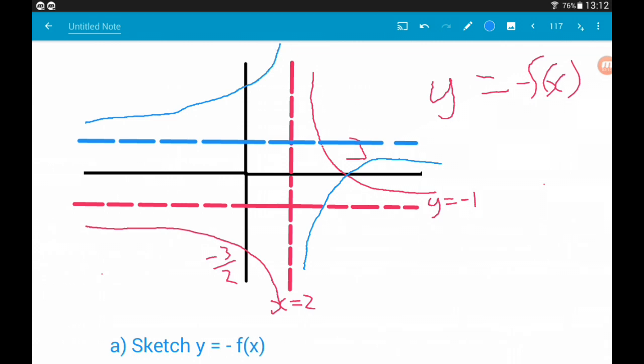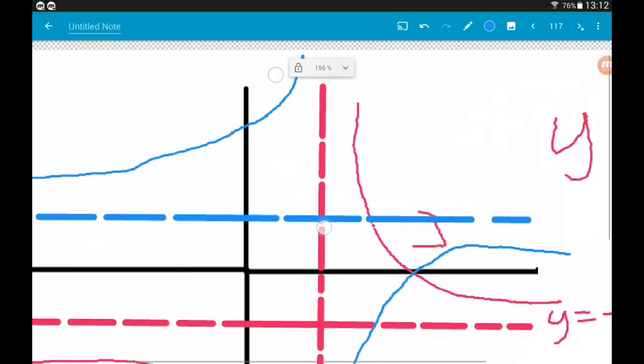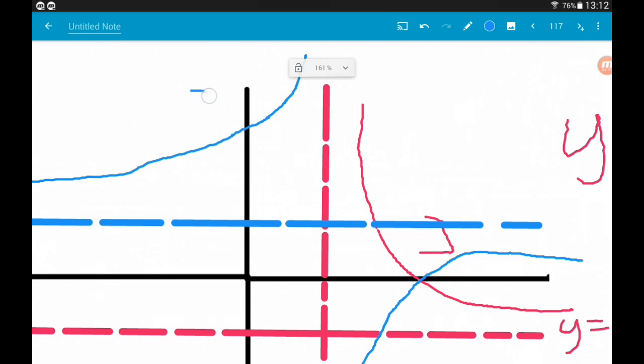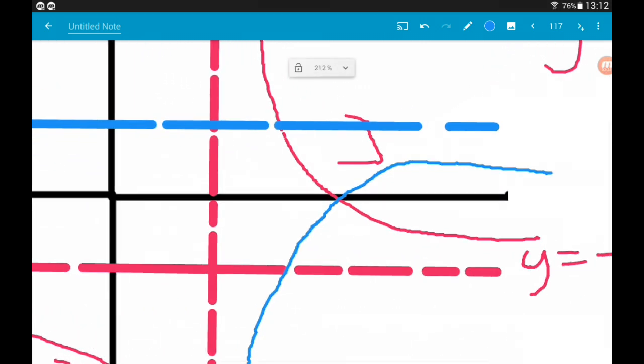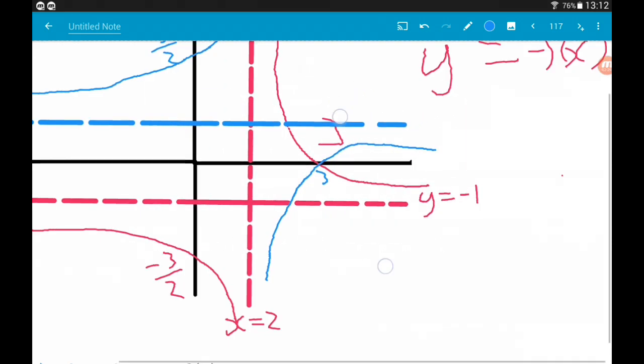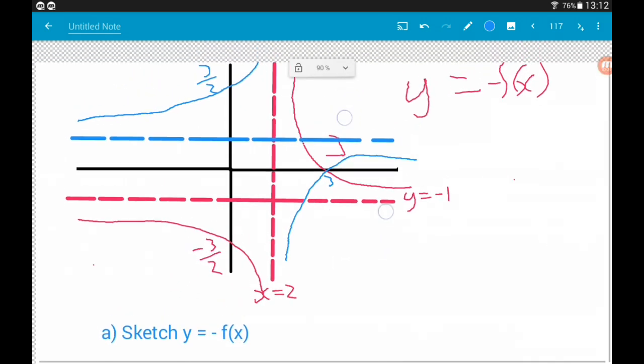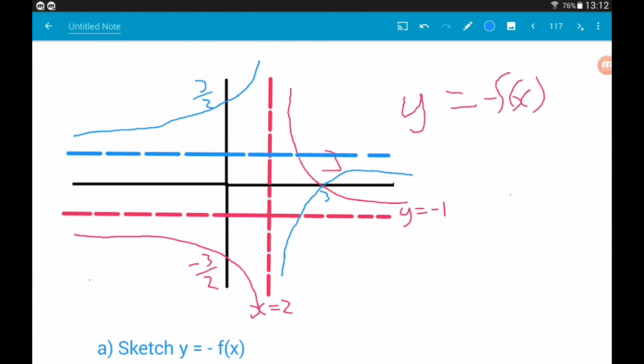So the y-intercept is now going to be 3/2, whereas it was minus 3/2, and the x-intercept is still going to be positive 3, like that. So there is our reflected reciprocal, y equals minus f of x.